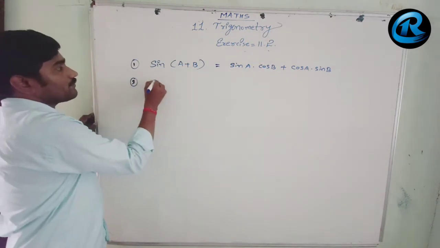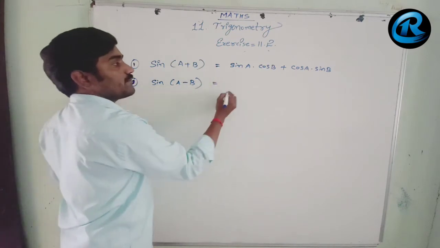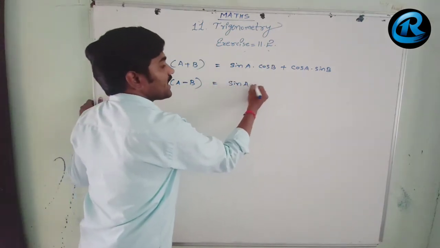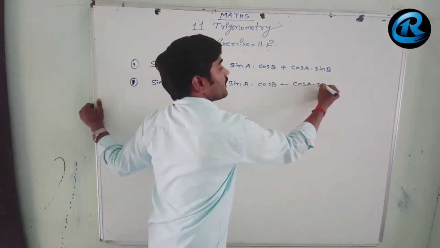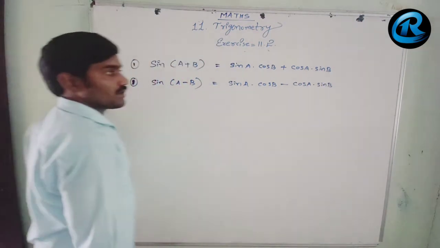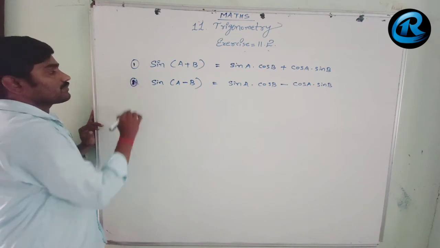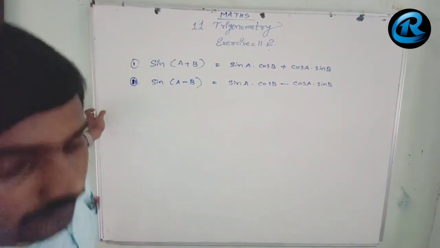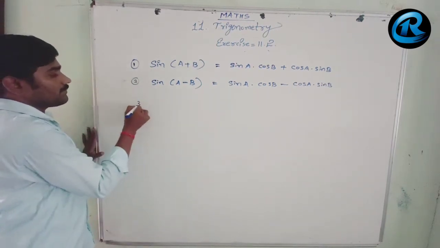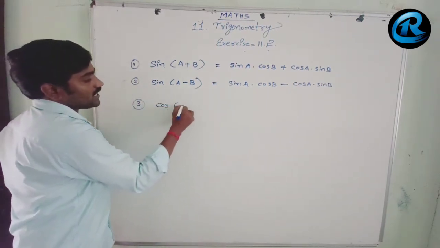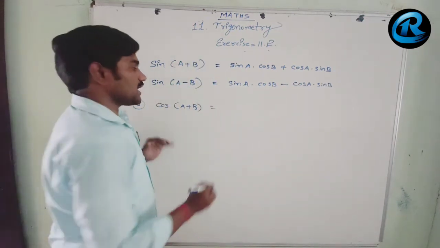The second one is similar to this, but we get sin(A-B). Sin(A-B) equals sin A cos B minus cos A sin B. Now we go for the third formula, that is cos(A+B). Sin(A+B) formula we got, sin(A-B), then cos(A+B), cos(A-B).